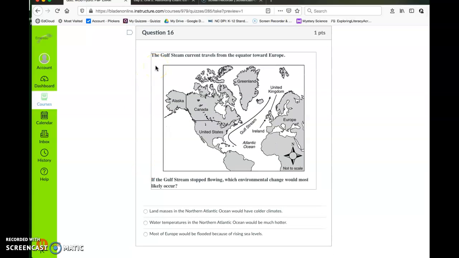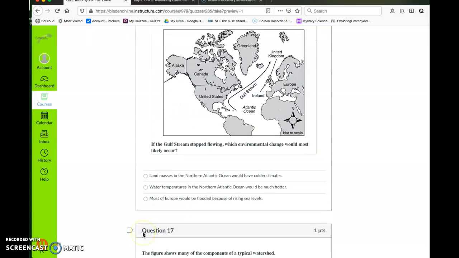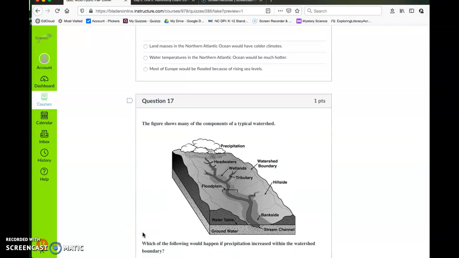Question 16. The Gulf Stream current travels from the equator towards Europe. If the Gulf Stream stops flowing, what environmental change would most likely occur? Land masses in the North Atlantic would have colder climates. Water temperatures in the North Atlantic Ocean would be much hotter, or most of Europe would be flooded because of high or rising sea levels.